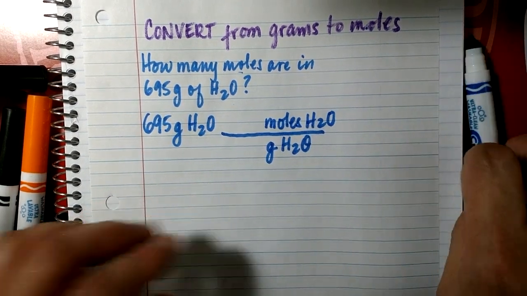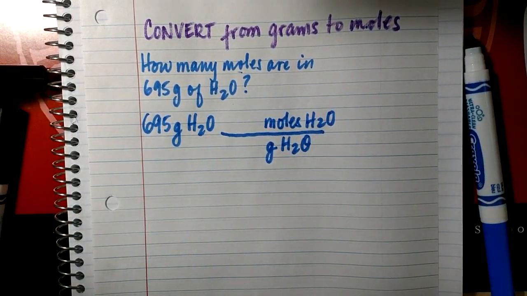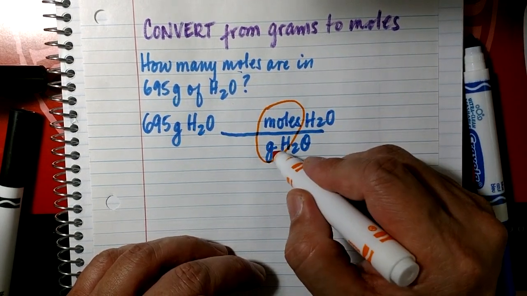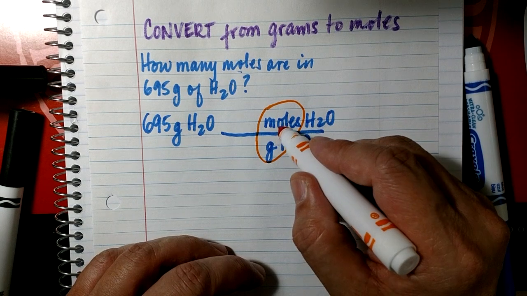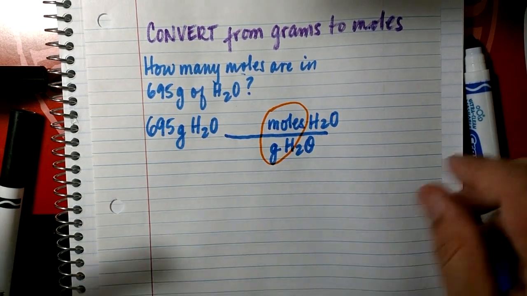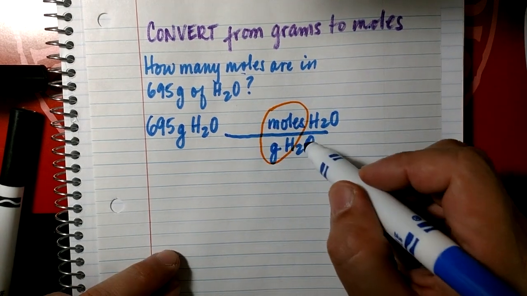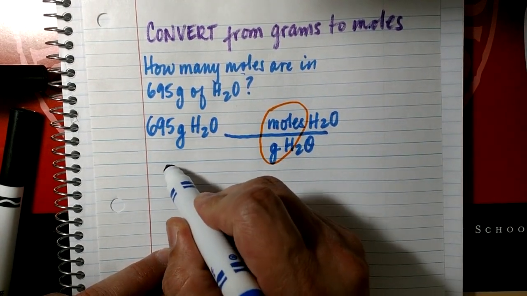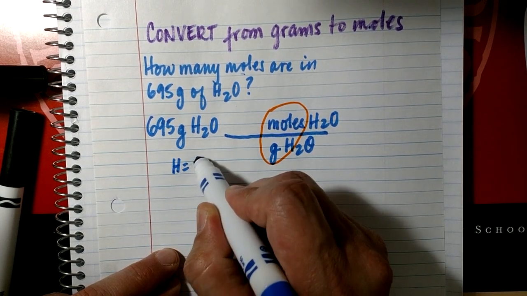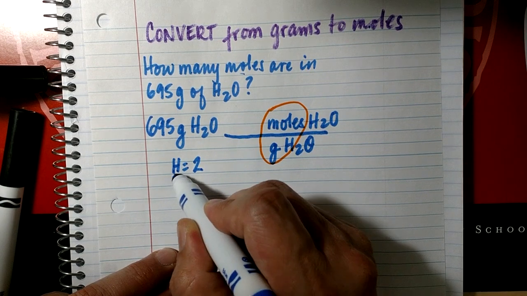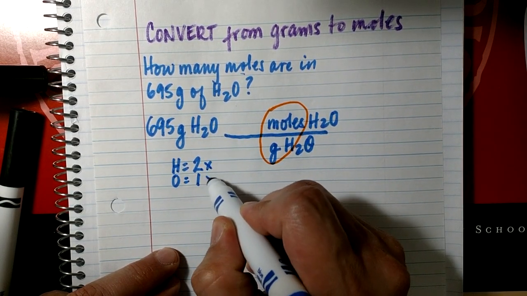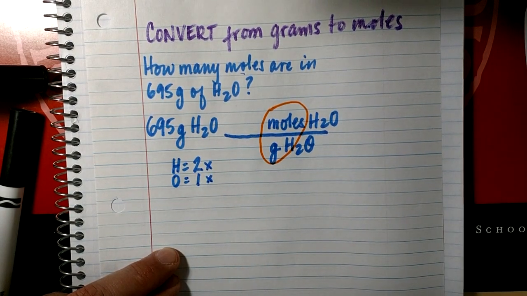And then we realize, this is something that you must realize, that this conversion factor is the relationship between grams and moles. That's called the molar mass. And so therefore, we need to calculate the molar mass of this substance, water. We do that this way. How many formula units of hydrogen? There are 2. How many formula units of oxygen? There is 1. And then we multiply each by their individual molar mass.